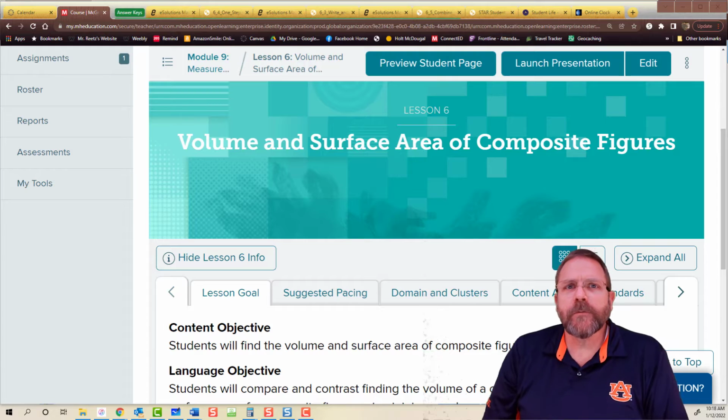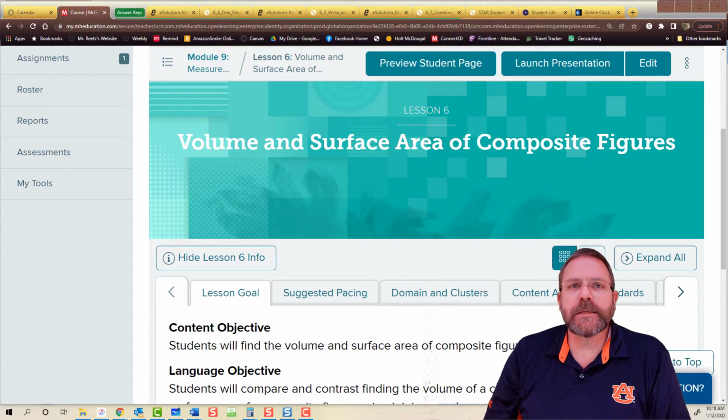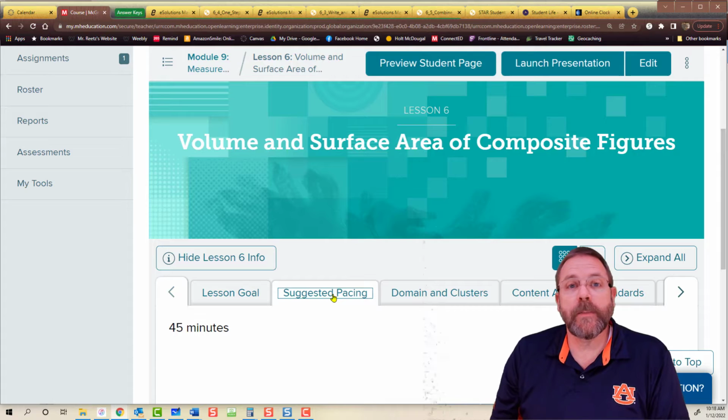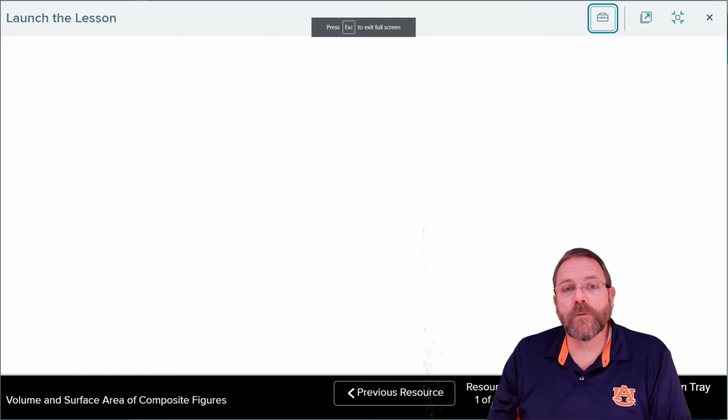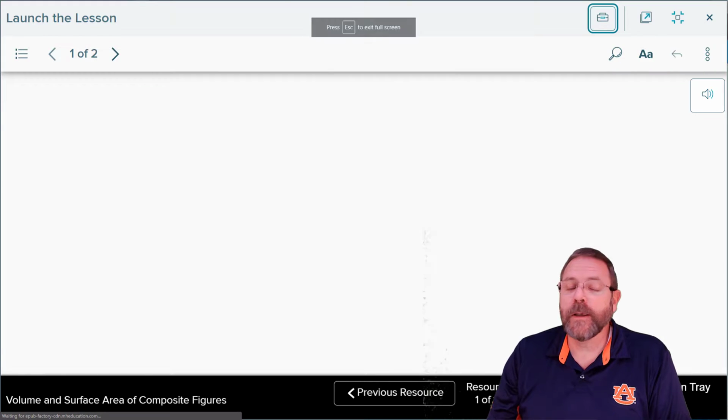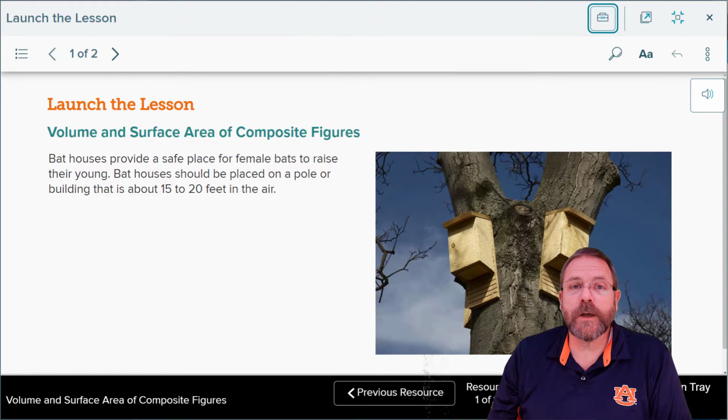We have made it to the very last lesson in Module 9. It's going to be Lesson 6, which covers the volume and surface area of composite figures. Now, the textbook is claiming this is only going to be a 45-minute lesson, which would be very refreshing after how rough the last couple lessons were, but somehow I have my doubts. There's only 10 resources in it, but that strikes me as a pretty tough concept. Let's see what they have to say.